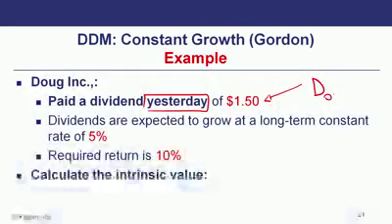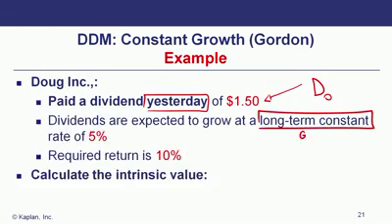Dividends are expected to grow at a long-term constant rate. That means I'm going to use the Gordon growth model. Staringly obvious on this slide because it's titled the Gordon growth model. In the exam, you might not be told how you're going to do this. You've got to spot clues.